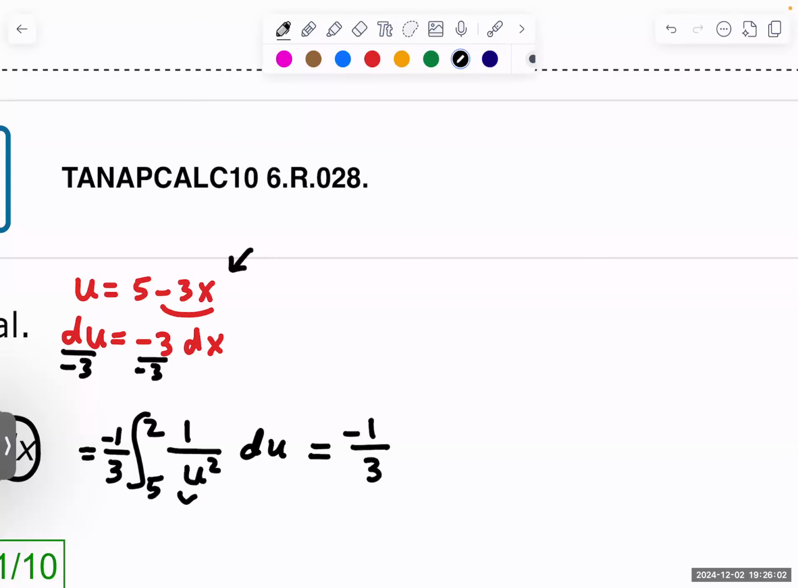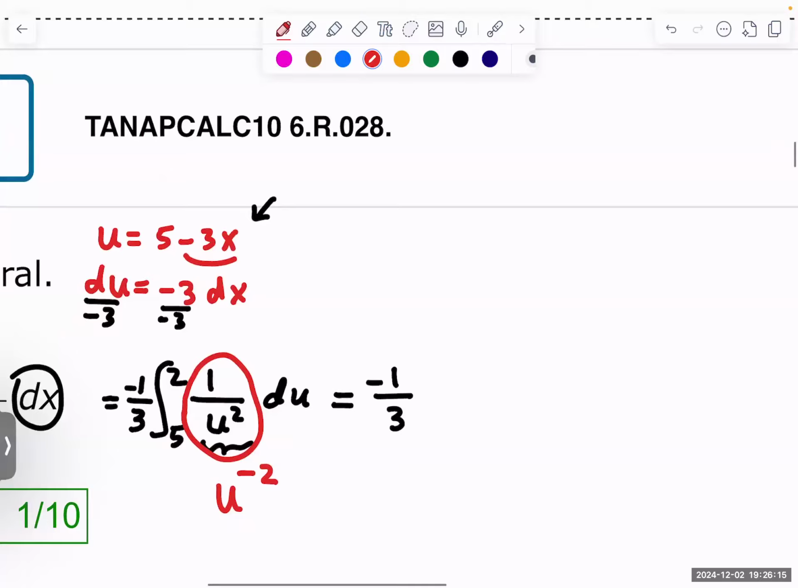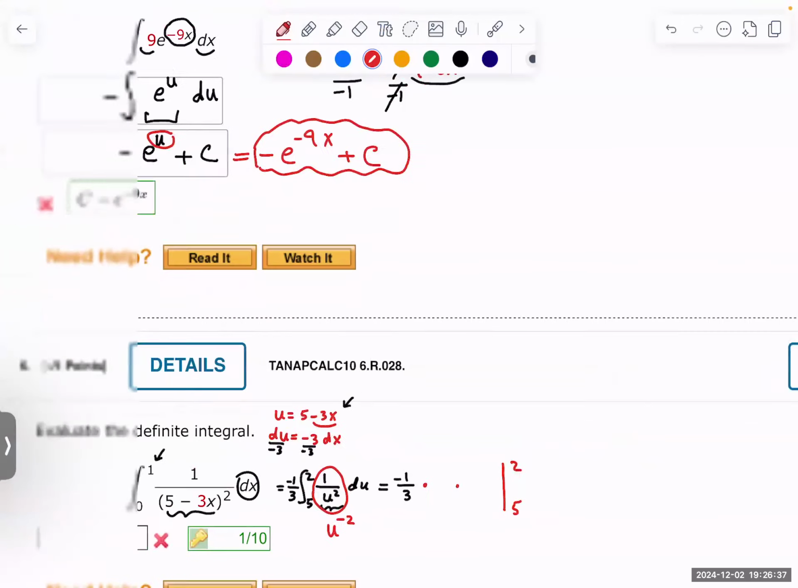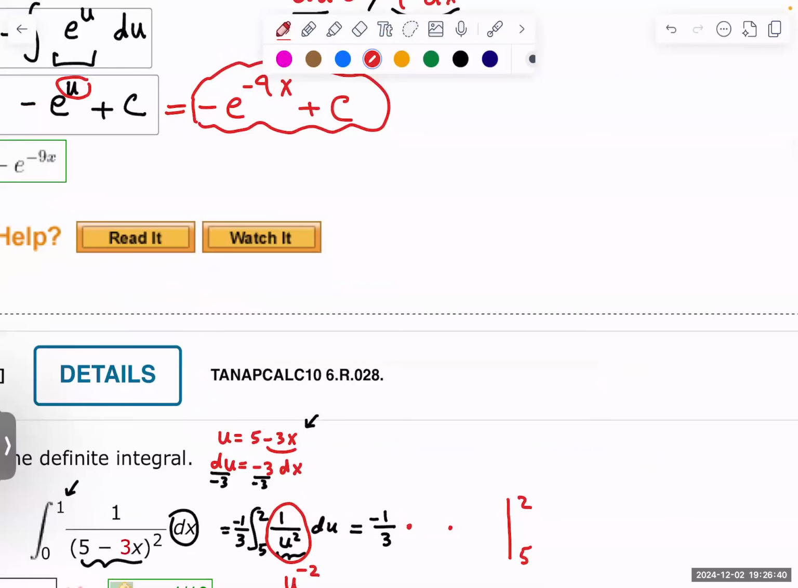Let's find this integral. How do I find this integral? 1 over u squared is the same thing as u to what power? Yes. So now I want you to add 1 to that power, multiply by reciprocal. So do that math thing here. And then from 5 to 2. Calculate it. Lower limit could be more than the upper, so it doesn't matter. So do the work. Tell me what you get.